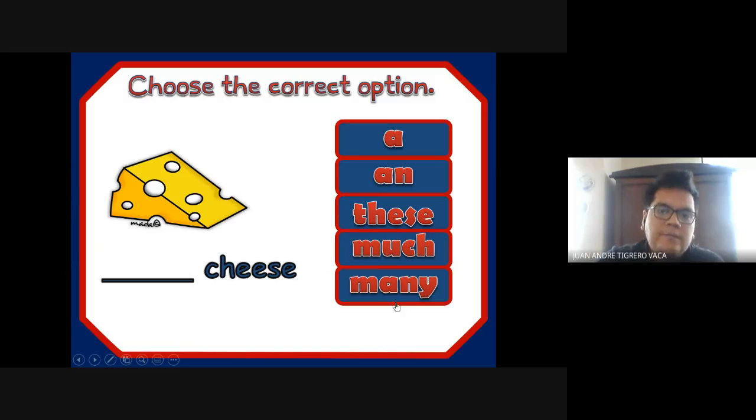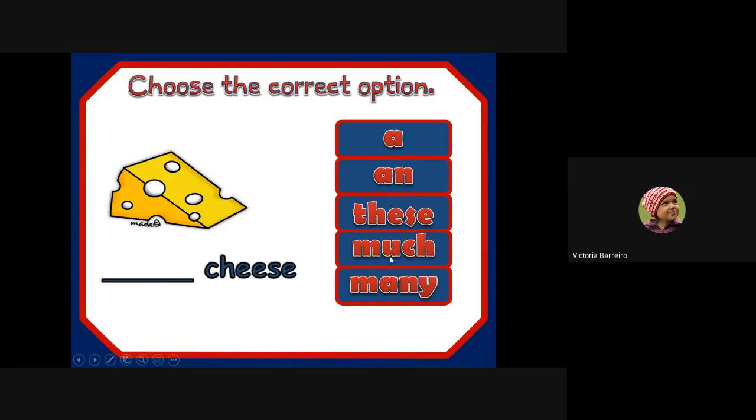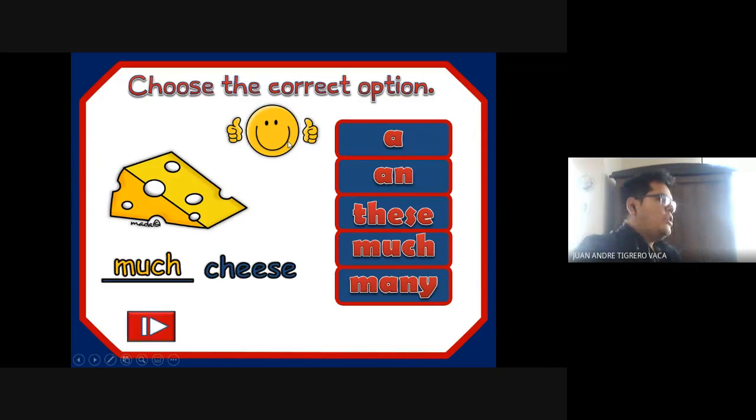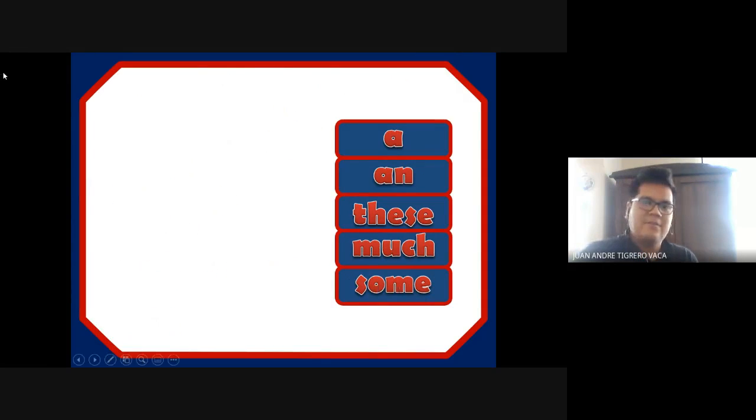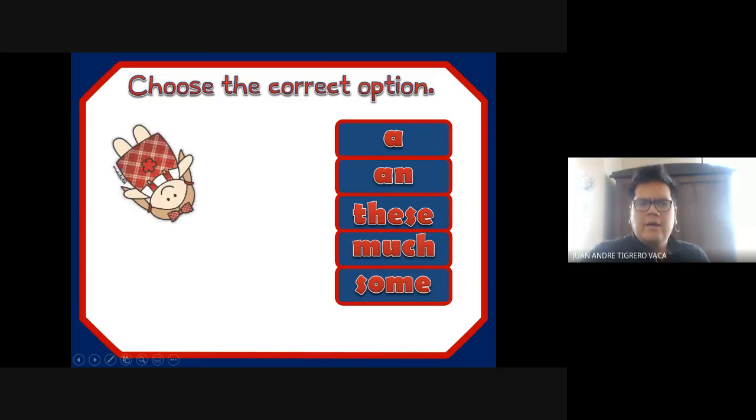All right. So, do you have much or many cheese? Much. Exactly. Much goes with uncountable nouns. Much cheese. All right. You have this presentation. I will send it to you so you can practice. It's very colorful and it has smiley faces and everything. So you'll be okay.